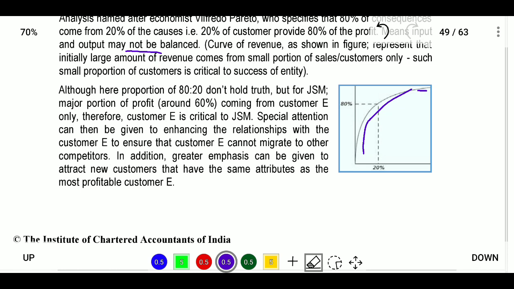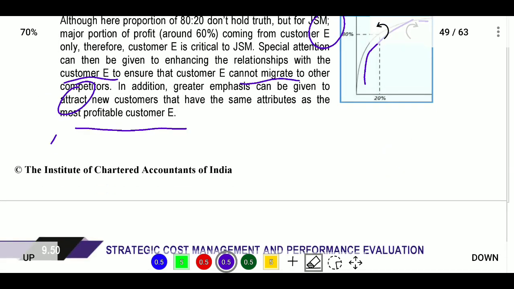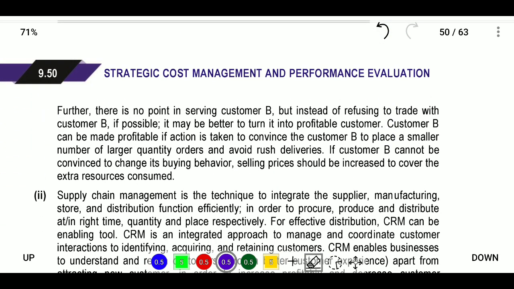Here the proportion of 80 to 20 may not be true, but for GSM a major portion of profit, around 60%, we are getting from E only. E is critical to GSM, and special attention can be given to enhancing the relationship. So we will maintain a good relationship with E so that E cannot migrate to competitors. In addition, greater emphasis can be given to attracting new customers that have the same attributes as the most profitable customer E. So E is providing more benefit to us.